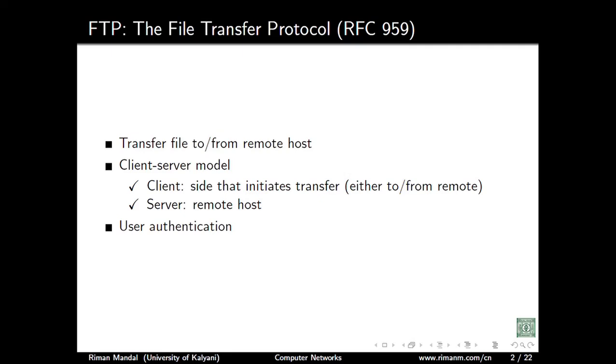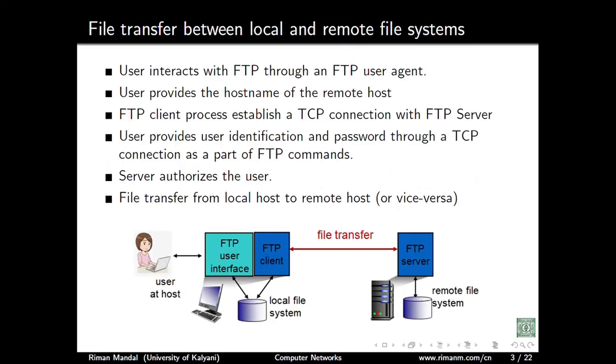This follows a client server model where the client initiates the transfer and the server is a remote host. Either the client can send some file from its own file system to the remote file system, or it can retrieve some file from the remote host to its own file system. A user authentication is required in the FTP protocol. This is how a transfer between a local file system and remote file system happens.